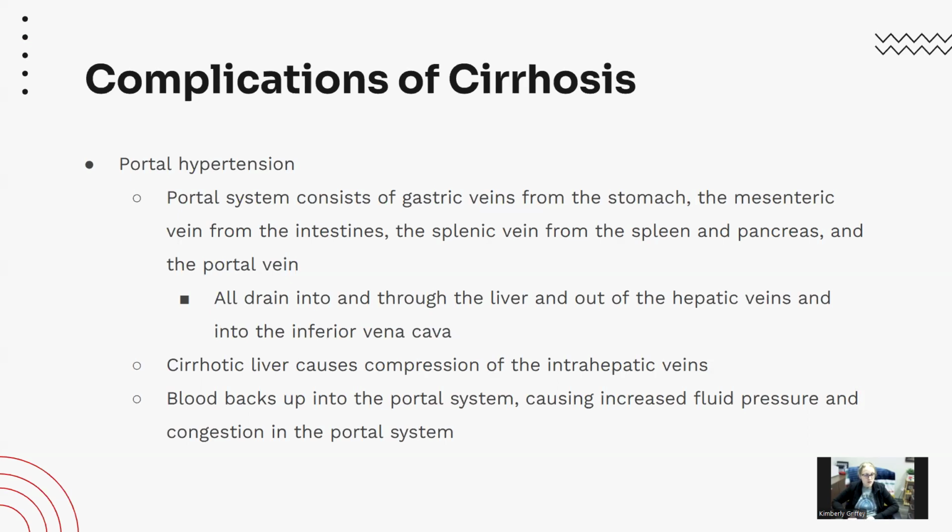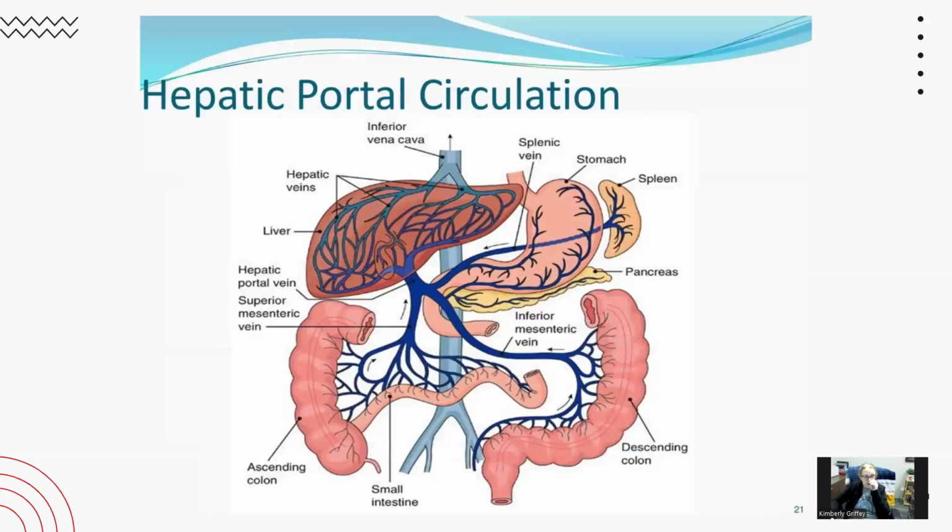Cirrhotic liver causes compression of the intrahepatic veins, so they're not able to move blood as well. So blood starts to back up into the portal system, causing an increase in fluid pressure and congestion in the portal system. And this is just a diagram of the hepatic portal circulation. So you see there's a lot of blood flow involved.